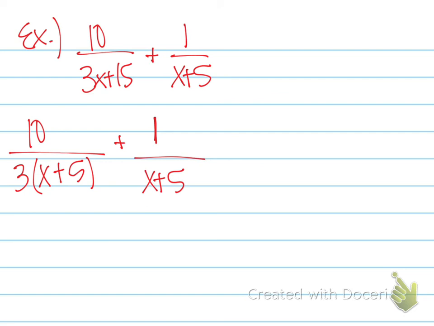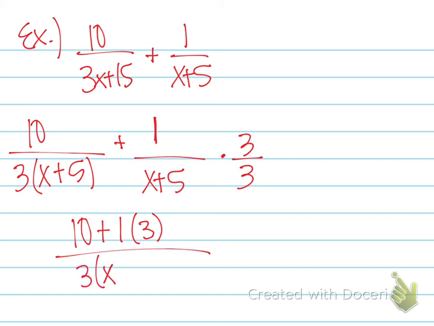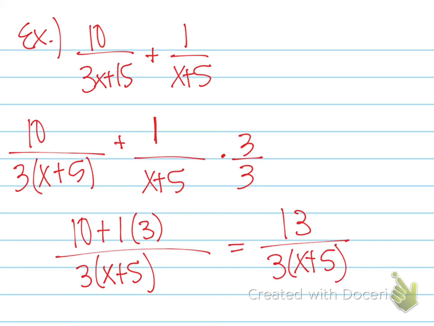Now, my denominators are still not the same. The right side is missing something. What's the right side missing? It's missing a 3, so we must multiply by 3 on the top and the bottom. So now the top says 10 plus 1 times 3, and our denominator is 3 times x plus 5 on both sides. So this is 13 over 3 times x plus 5. Okay?